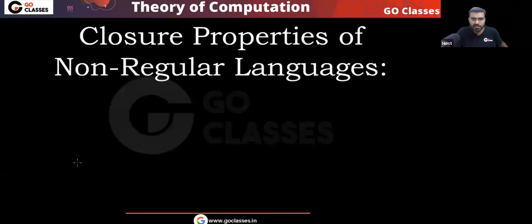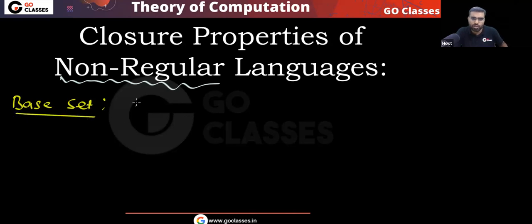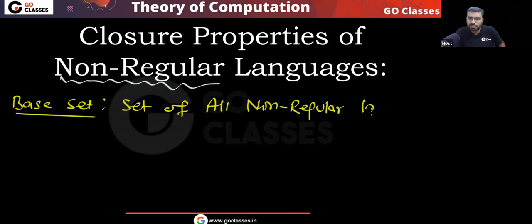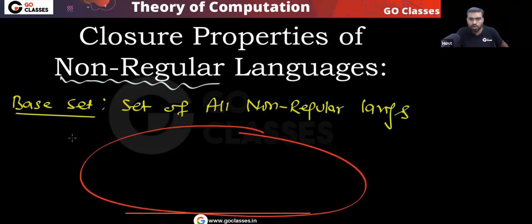Okay, so let's see. When you study closure property of non-regular languages, what is your base set? Your base set is the set of all non-regular languages. Yes or no? Tell me what you have in this set. In your base set, you have all the non-regular languages. This is your set of all non-regular languages.